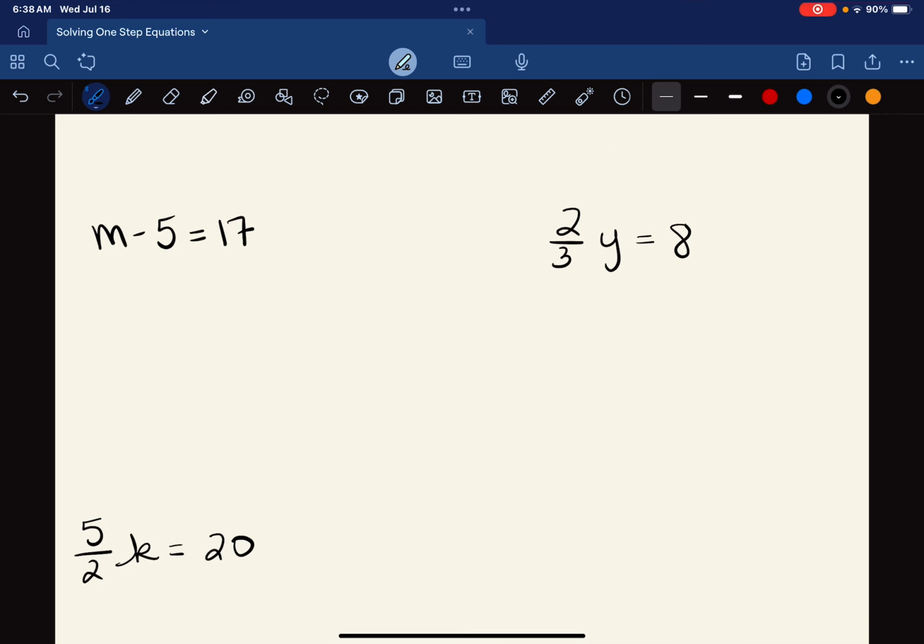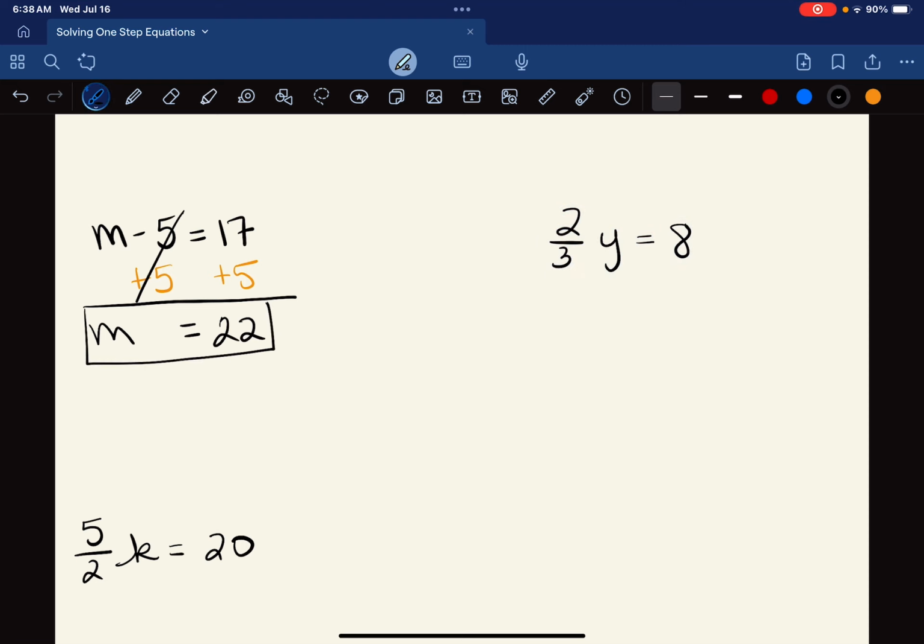Let's look at the next one. M minus 5 equals 17. The inverse of this minus 5 is plus 5. So whatever I do to the left, I also need to do to the right side. I bring down my m value. This minus 5 plus 5 are going to cancel each other out. Equals, and 17 plus 5 gives us 22. M is equal to 22.